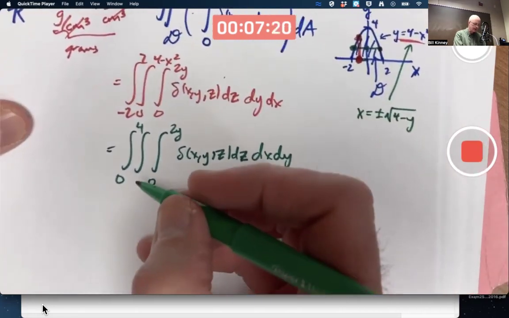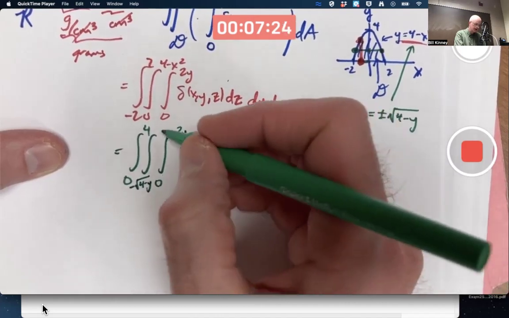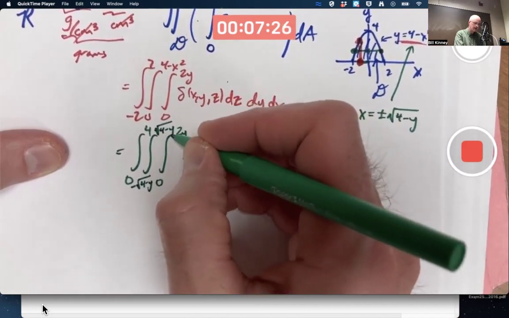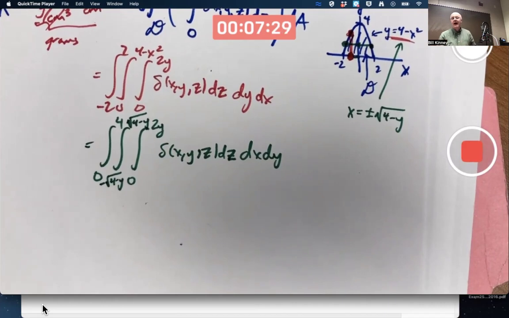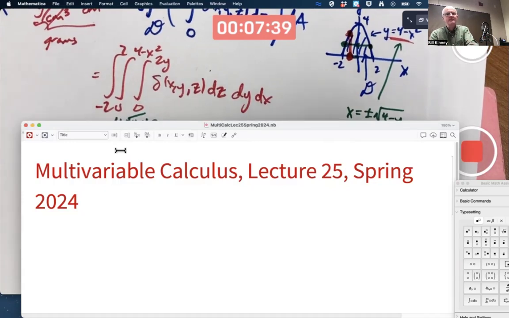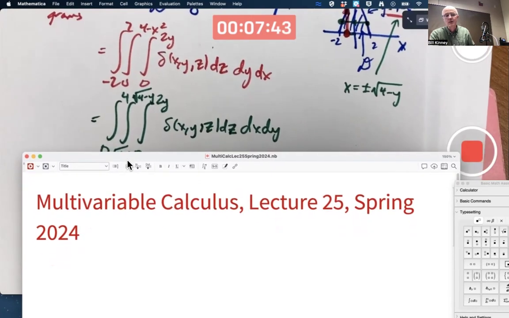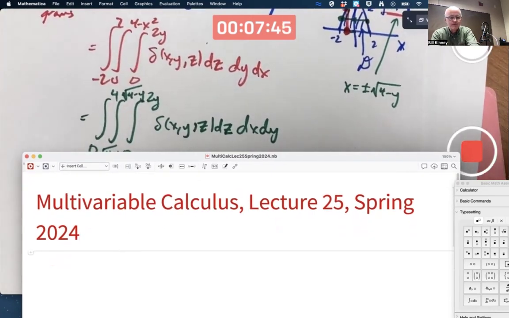And those become your limits of integration. Negative square root of 4 minus y to positive square root of 4 minus y. It's not clear that these are going to give the same answer as the other 4, and I will do at least one of the other 4 here. But they do, and it doesn't matter what delta is. They'll give the same answer, though that doesn't mean the integrals are easy to do, depending on what delta is.